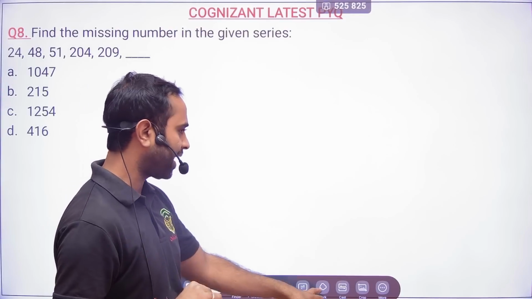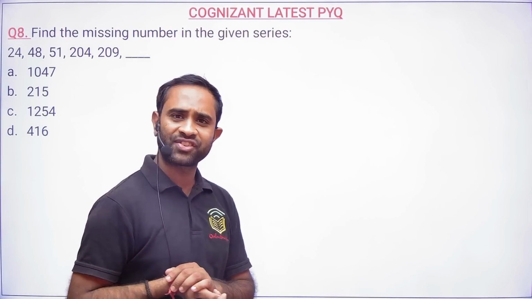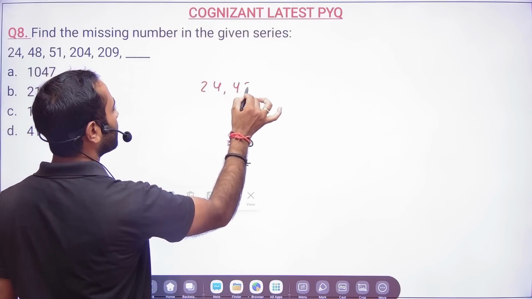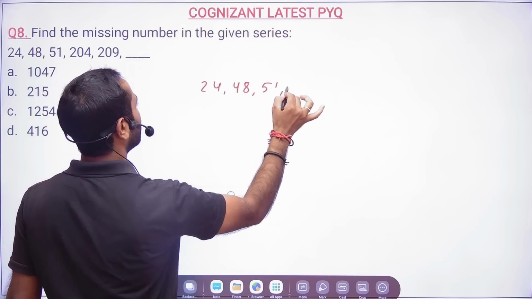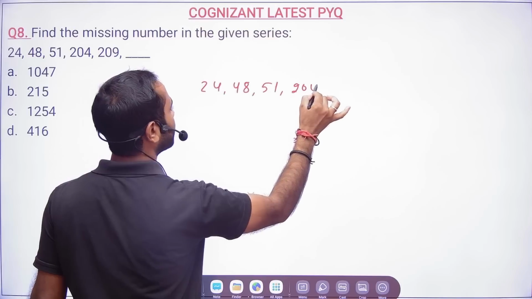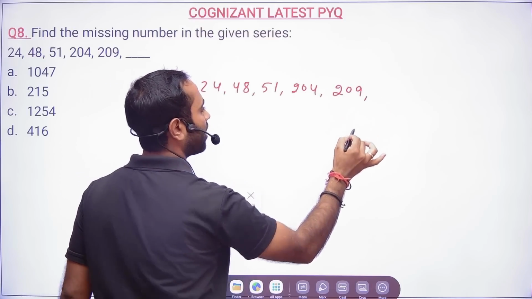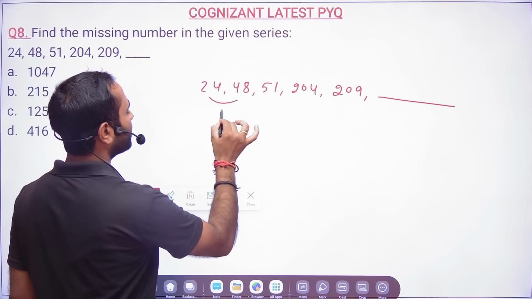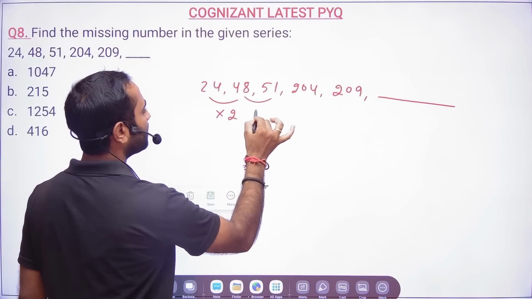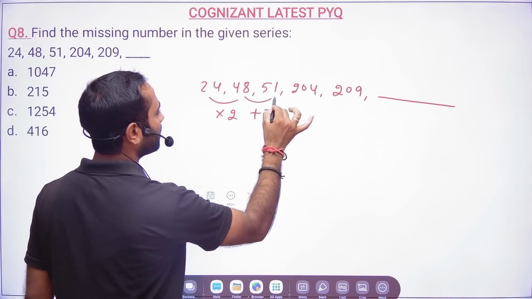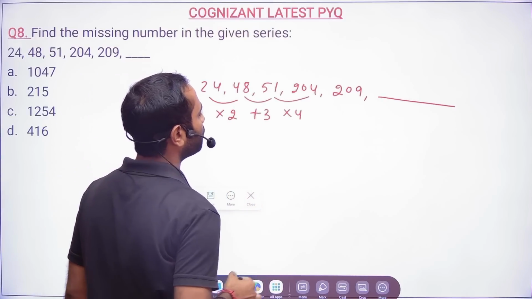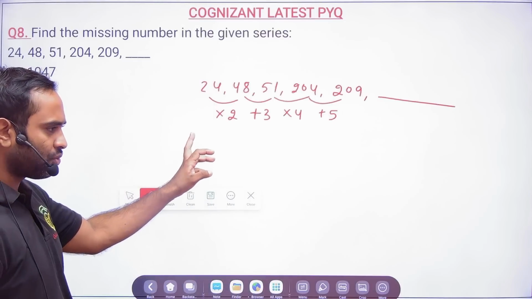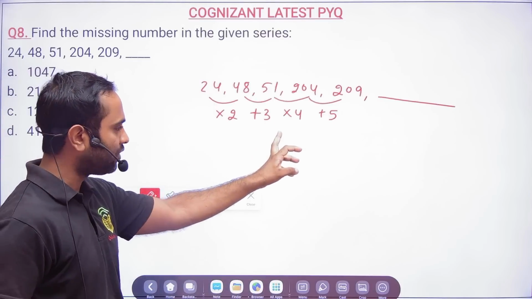Now, question number 8. Question number 8 is a number series problem. Number series problems will always be easy. So you have 24, 48, 51, 204, and then 209, and then you have what? Okay, so this looks like times 2, and then 48 plus 3 will be 51. 51 times 4 will be 204. 204 plus 5 will be 209. So it is plus 2, times 2, plus 3, times 4, plus 5.